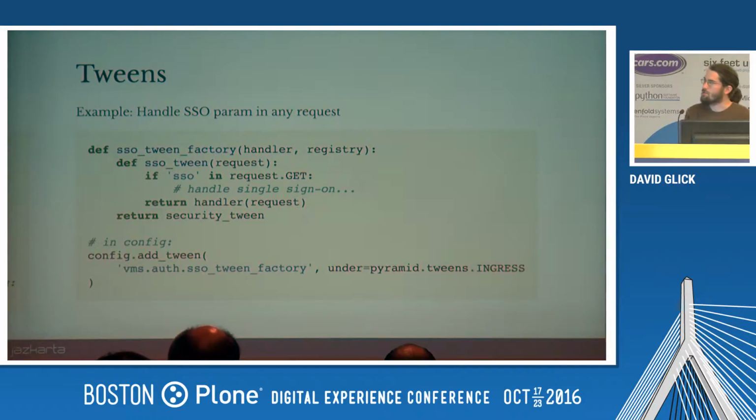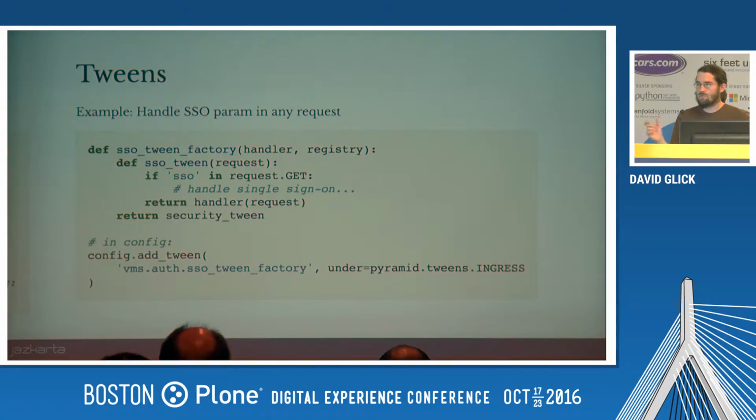Pyramid also has tweens. A tween is sort of like middleware that lives within your application. So it's something that's going to be processing every request as it comes in, and it can do something with it if it wants to. So we use this for doing single sign-on. So when you try to log in to VMS, if you're not logged in already, it'll redirect you over to the Plone site, to the login form. And then you go through the normal Plone login process.